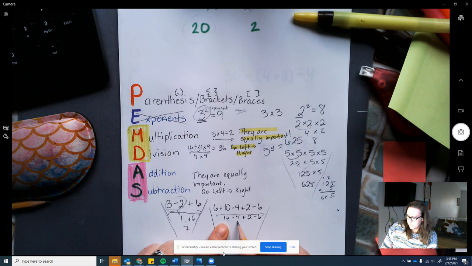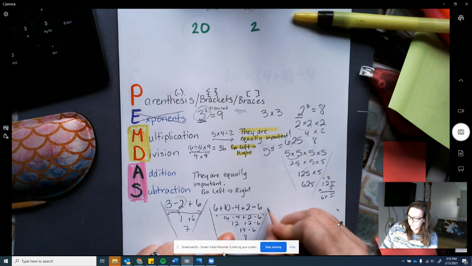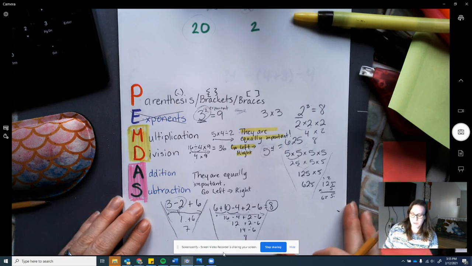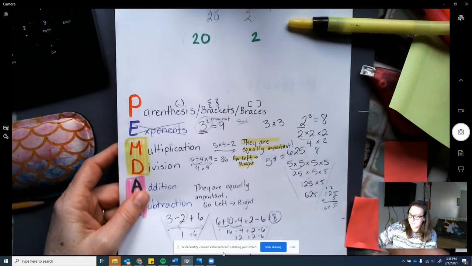Then I'm going to do 16 minus 4, which is 12. I'm going to rewrite the rest of it. 12 plus 2 is 14 minus 6. 14 minus 6 is 8. So I finish it up and I find out that it's 8. But I did this first, then I did this, then I did that. So you go left to right. All right? Okay, let's practice this a little bit.